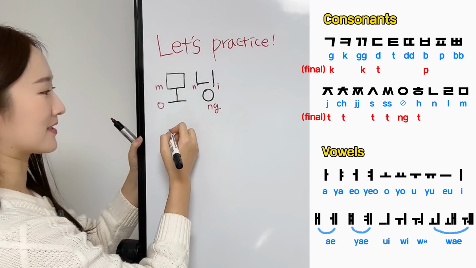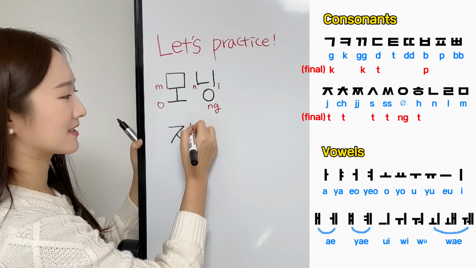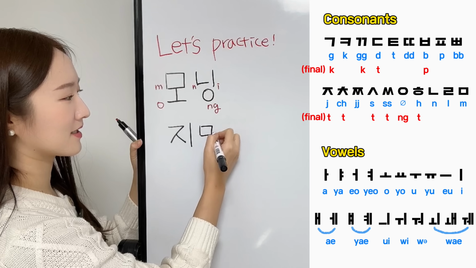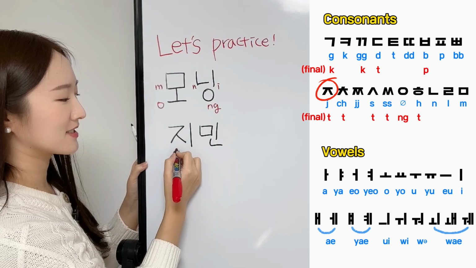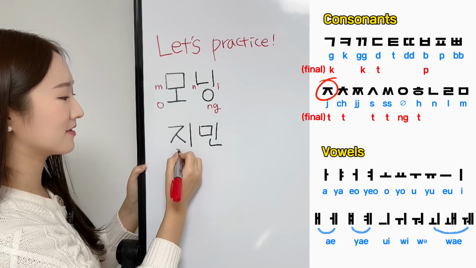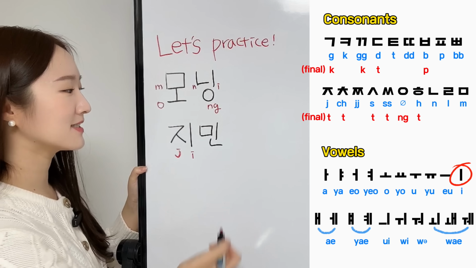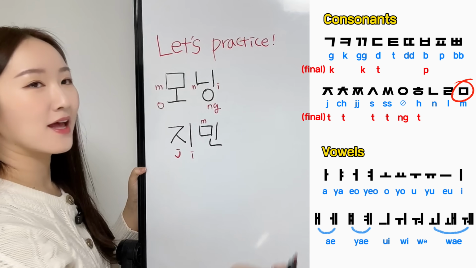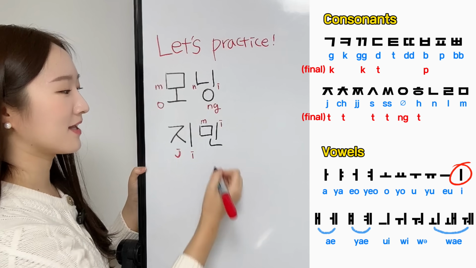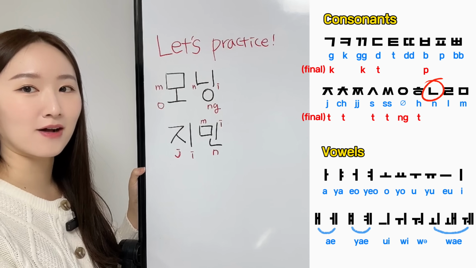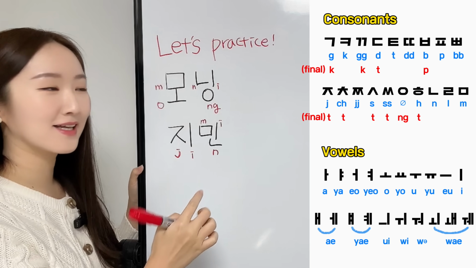And another word, for example, the BTS member 지민. So first consonant, this is J sound. After that, e vowel, 지, and then M sound, m, e vowel again, and then N sound, 지민. 지민, right?